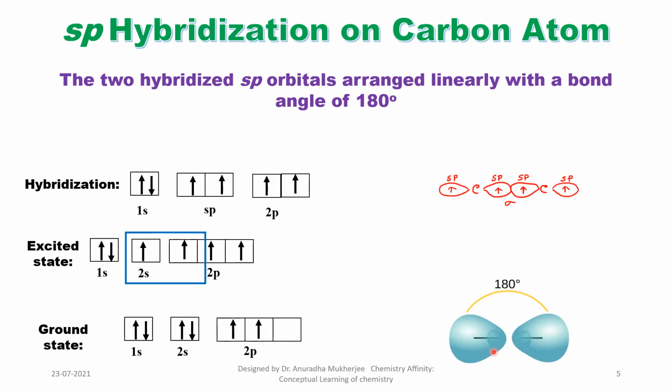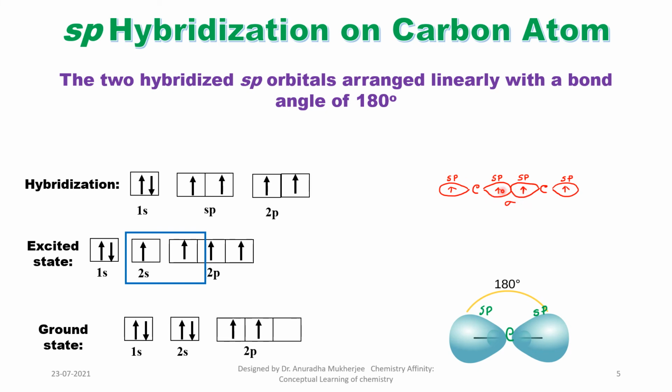So if you look like that, this is the carbon, and this is one sp, this is one sp. So here you can see it's 180 degrees. So it's a linear structure. So sp hybridization means the structure will be linear. Now here you can see we have drawn this carbon. This carbon has sp. So each sp orbital contains one electron.